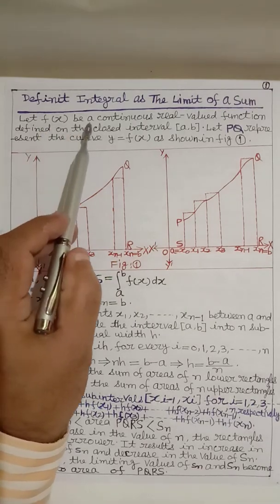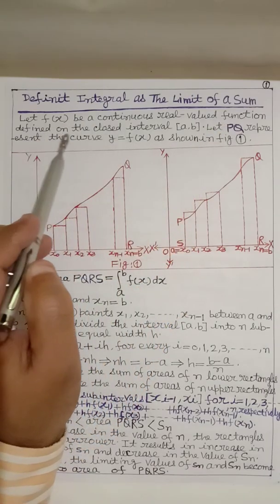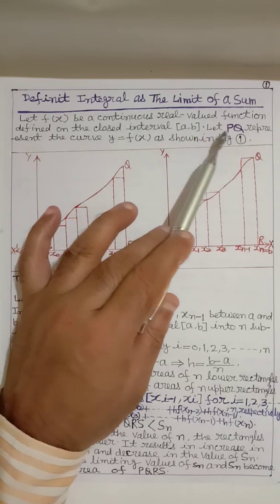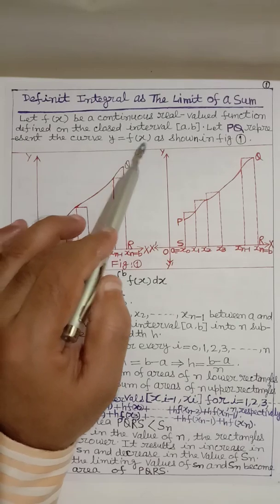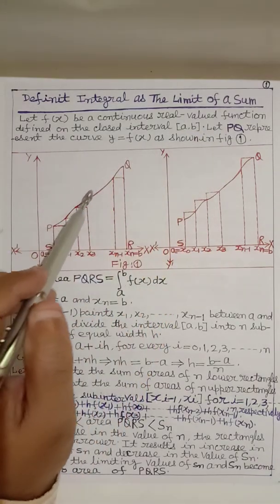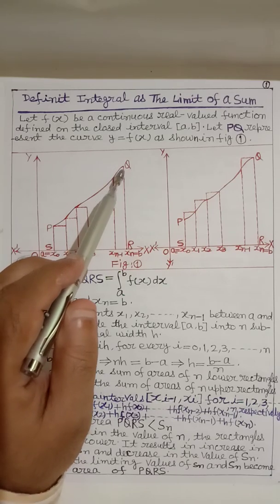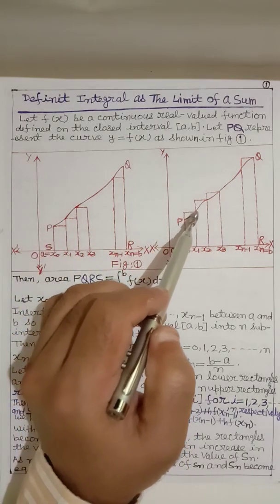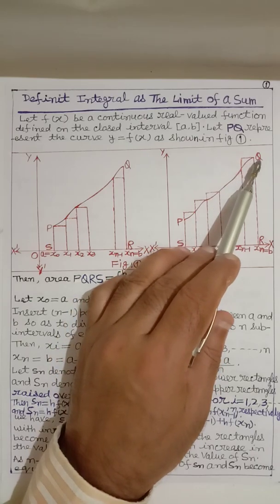Let f(x) be a continuous real-valued function defined on the closed interval a to b. Let PQ represent the curve y equals f(x) as shown in figure 1. Here in this figure also, PQ represents the curve y equals f(x).